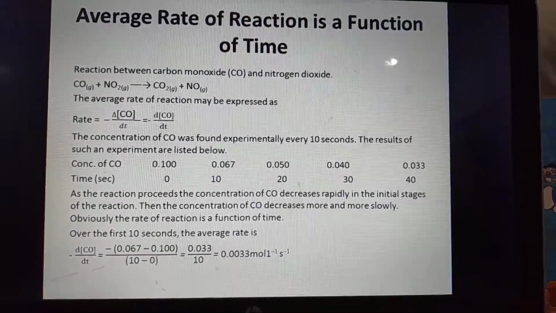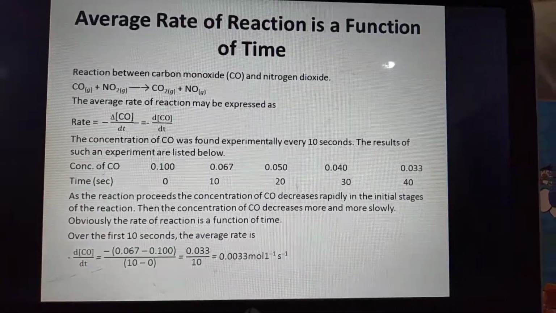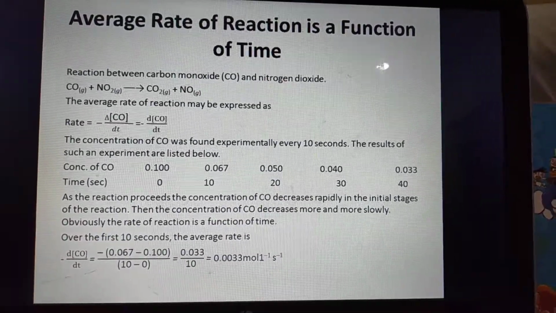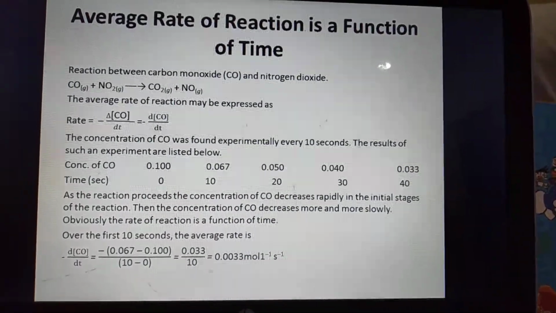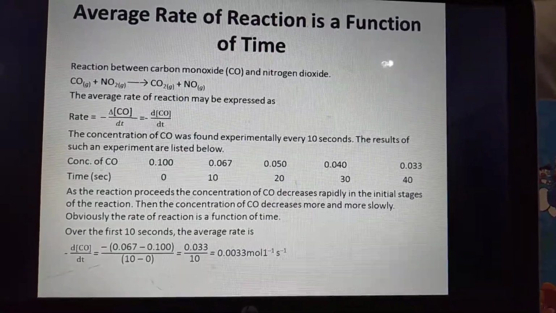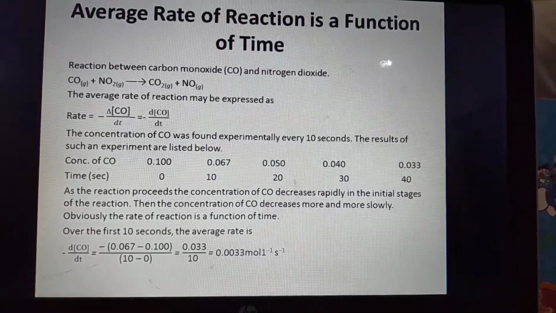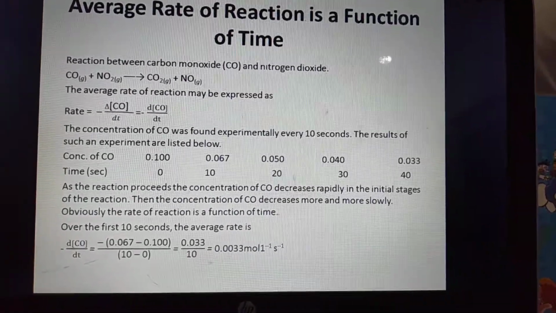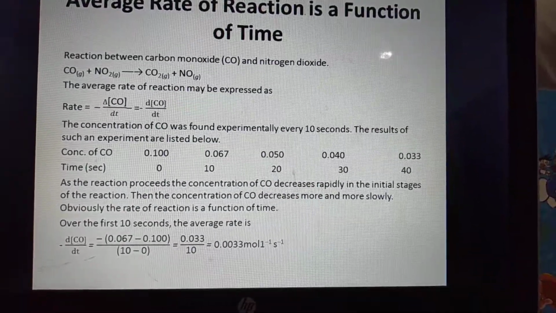Consider the reaction between carbon monoxide and nitrogen dioxide: CO plus NO2 gives CO2 plus NO. The average rate of reaction over a specified period of time is equal to minus d[CO]/dt, because we want to express the concentration of CO. With the passage of time, CO concentration decreases, so we take the negative sign, where d is for an infinitesimally small interval.